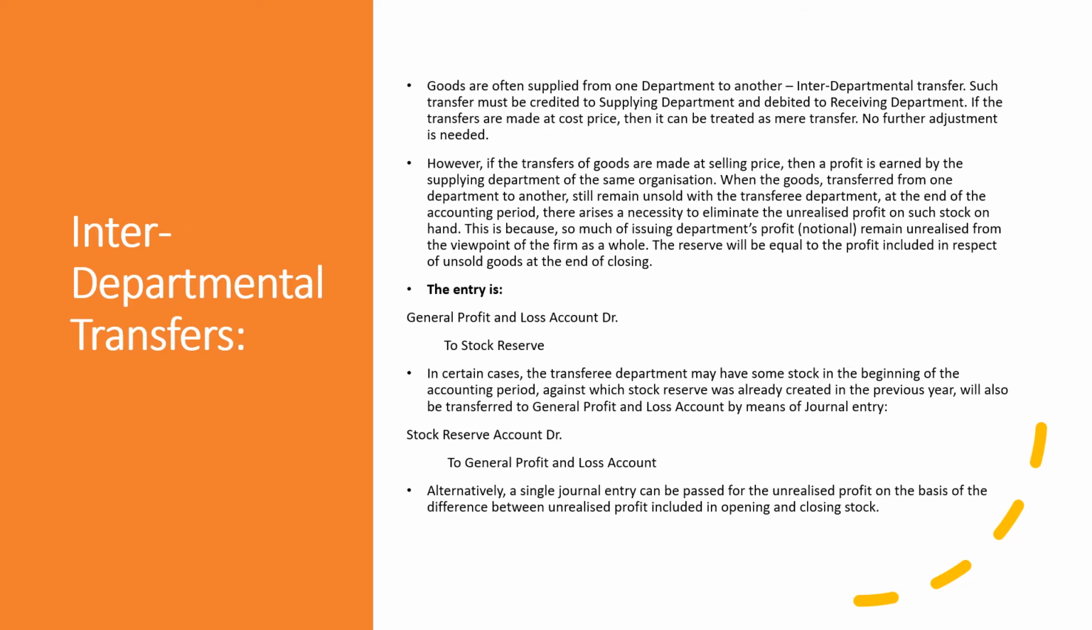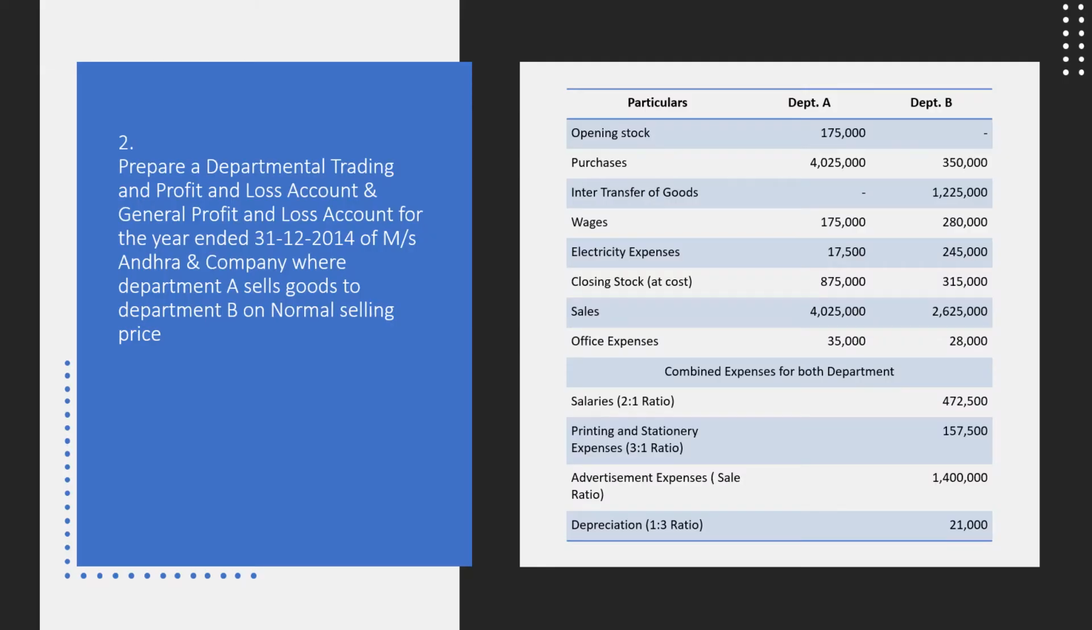Let's do this with the help of an example. Prepare a departmental trading and profit and loss account and general profit and loss account for the year ended 31st December 2014 of Messrs. Andhra and Company, where Department A sells goods to Department B at normal selling price. See, here there is an interdepartmental transfer.